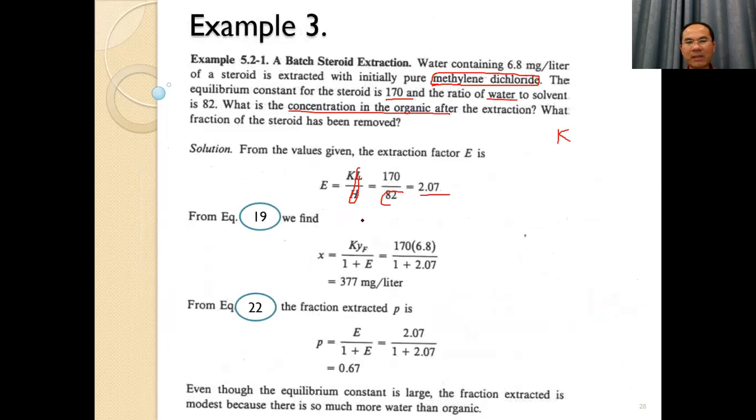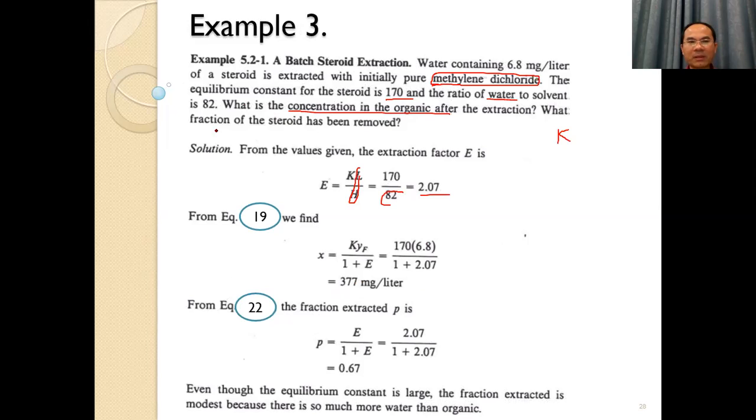Okay, X equals KYF divided by 1 plus E. You know E, you know K, and YF is the initial concentration of steroid in the aqueous phase. And then you can calculate the amount of steroid in the organic or in the extract phase. That is 377 milligram per liter.